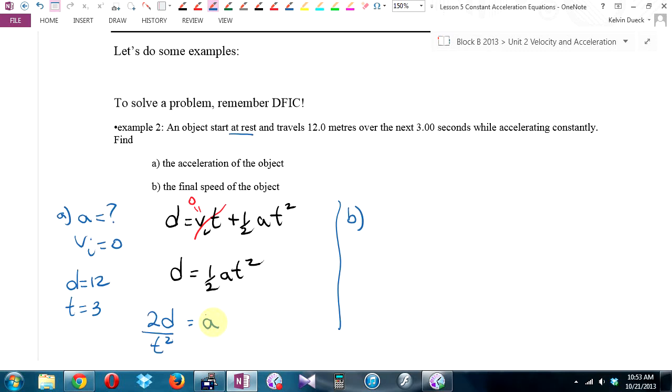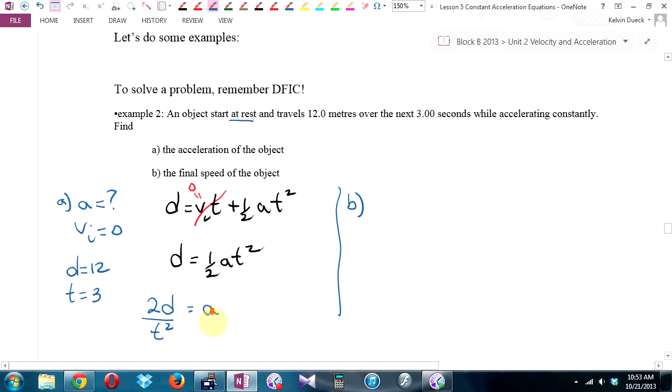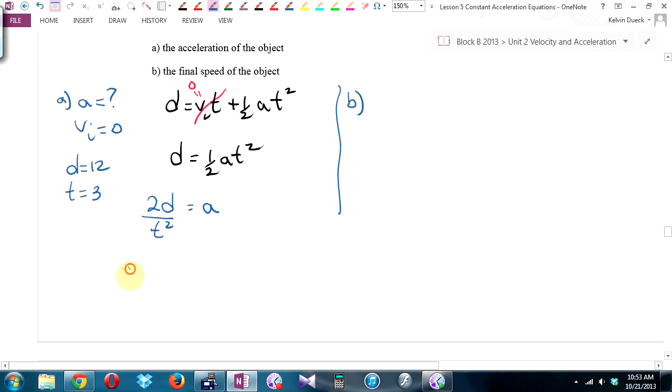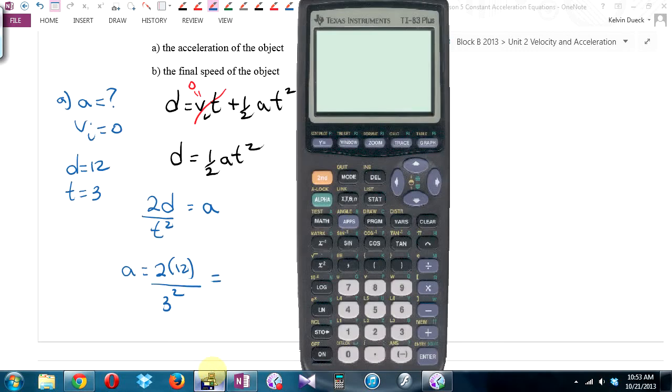Do we have the a by itself? Well, let's plug and chug. I think a equals 2. Hey, what did we say d was? Divided by, what did we say t was? Don't forget the squared. Okay. On your calculator, what is 2 times 12 divided by 3 squared?